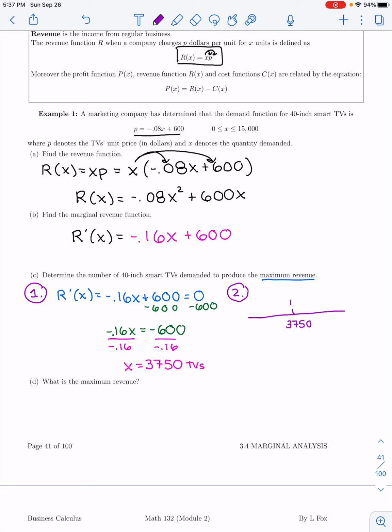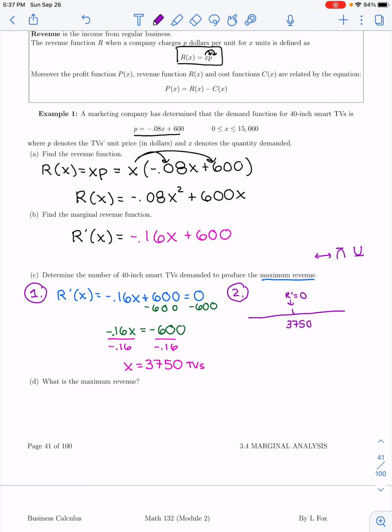The first thing to go on our sign chart is our critical number. This makes r prime 0, makes the derivative 0. So it's either a flat part of the graph, or it could be the top or bottom of a soft peak would have a derivative of 0. So we just want to make sure this one is a relative max. We don't want to minimize it or just have it be a random flat part of the graph. We want to see that it's a maximum.